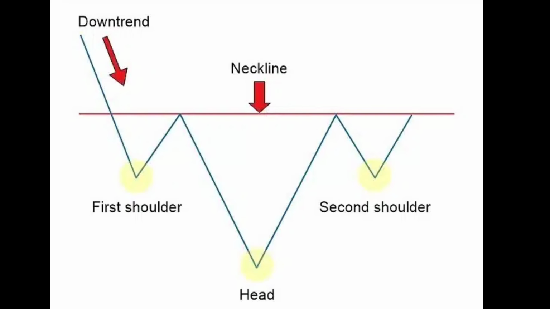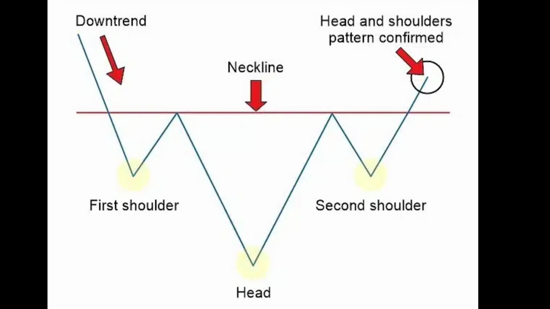Left shoulder. The left shoulder forms as a low point in the price chart during a downtrend. It is typically lower than the previous low in the trend. Head. The head forms as a lower low than both the left shoulder and the right shoulder. It represents a significant bottom in the price chart and is the lowest point of the pattern. Right shoulder. The right shoulder forms as a higher low than both the head and the left shoulder. It is generally lower than the previous high in the trend but higher than the head.